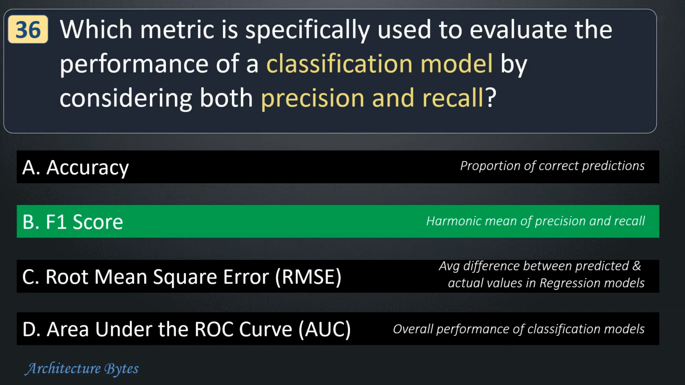Option A, accuracy, is the ratio of correctly predicted instances to the total instances in the dataset. It is a basic metric but can be misleading in imbalanced datasets. Root mean square error is a metric used for regression models that measures the average magnitude of the errors between predicted and actual values, providing insight into model accuracy. Area under ROC curve evaluates classification models by measuring the trade-off between true positive and false positive rates. Higher values indicate better performance.